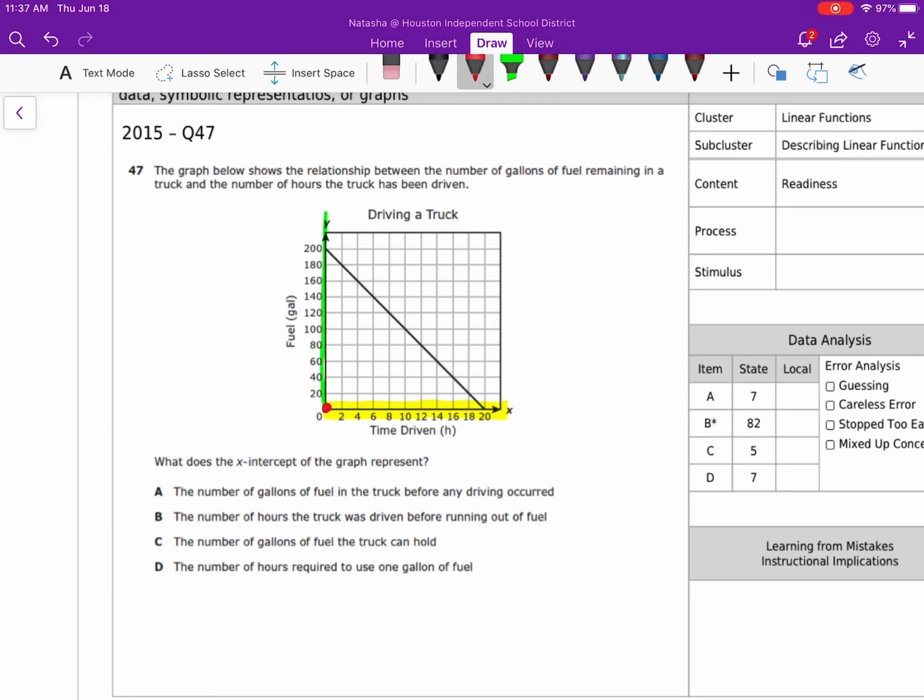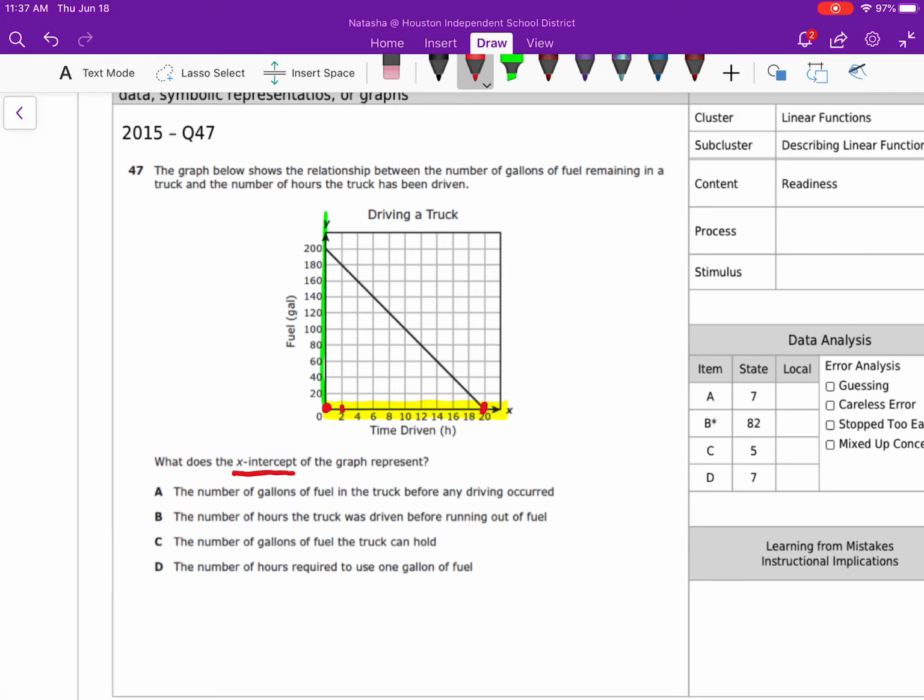Anyways, moving on. So if I've driven for 2 hours, I have 180 gallons in the truck. So I've used about 20 gallons to drive in 2 hours. Now let's ask them what the question further says. So that kind of demonstrates what we're talking about in terms of this. And our slope is decreasing. What does the x-intercept of this graph represent? So that's that point right there at 20.